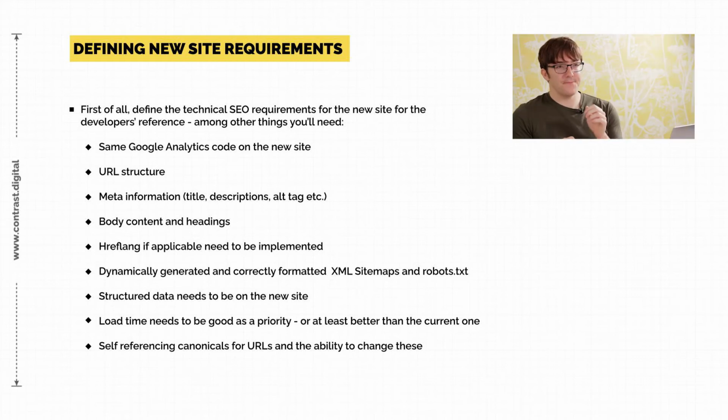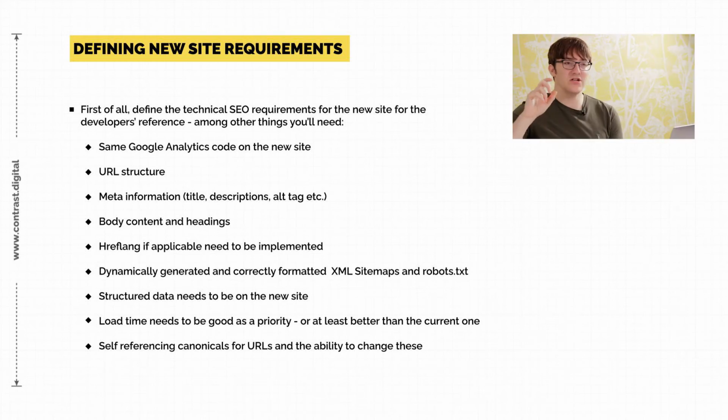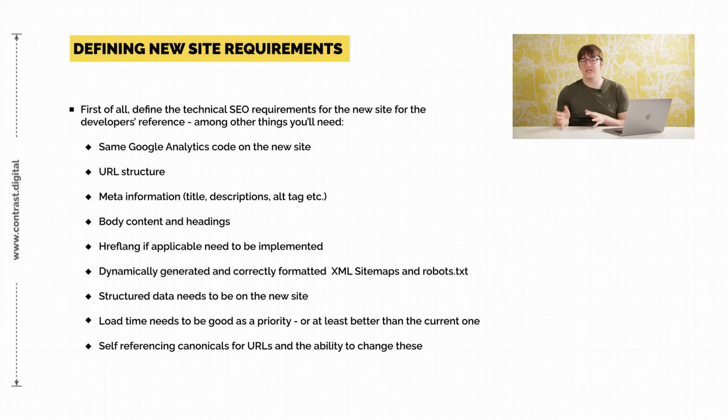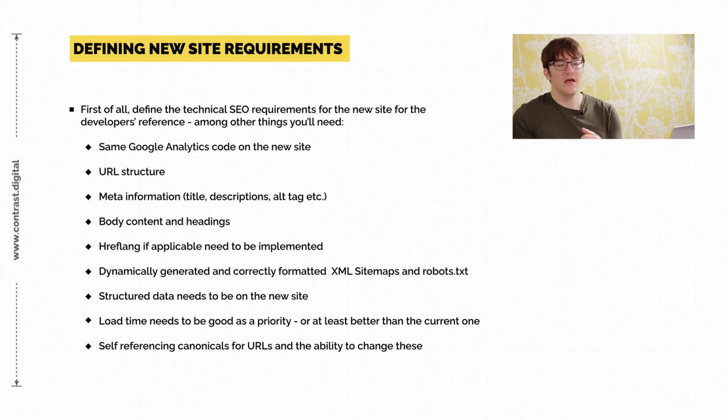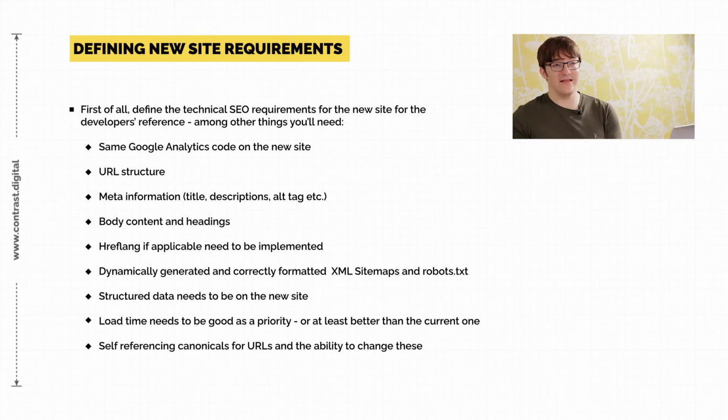That would be things like, are we keeping the same Google Analytics code or Tag Manager code that's on the site? Is our URL structure going to be the same? What are we doing around meta information, obviously titles, descriptions, alt tags, etc.? Actual on-page elements like headings. Is this an international site? Are we implementing hreflang? The XML sitemap, is this still being dynamically generated? What are we doing with structured data on the site? Not whether it has it, it should be having it, but is that coming across exactly, or what are we doing to improve on that?